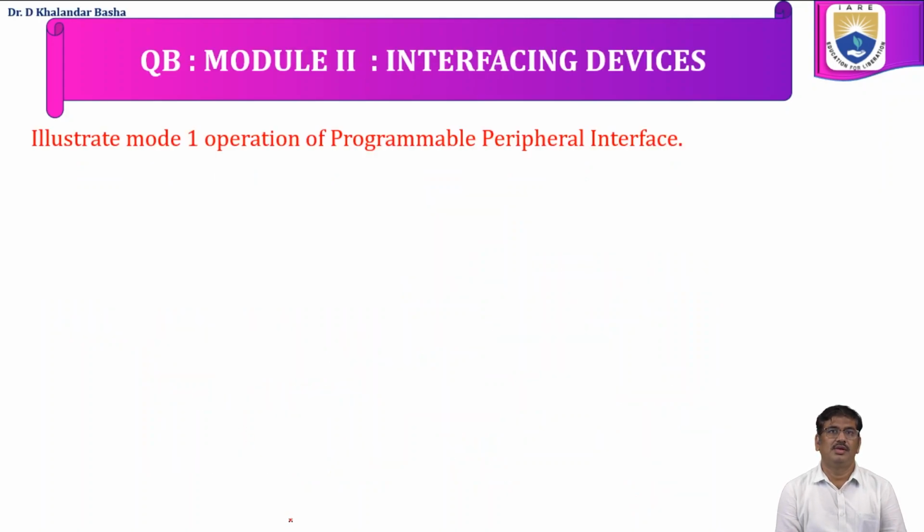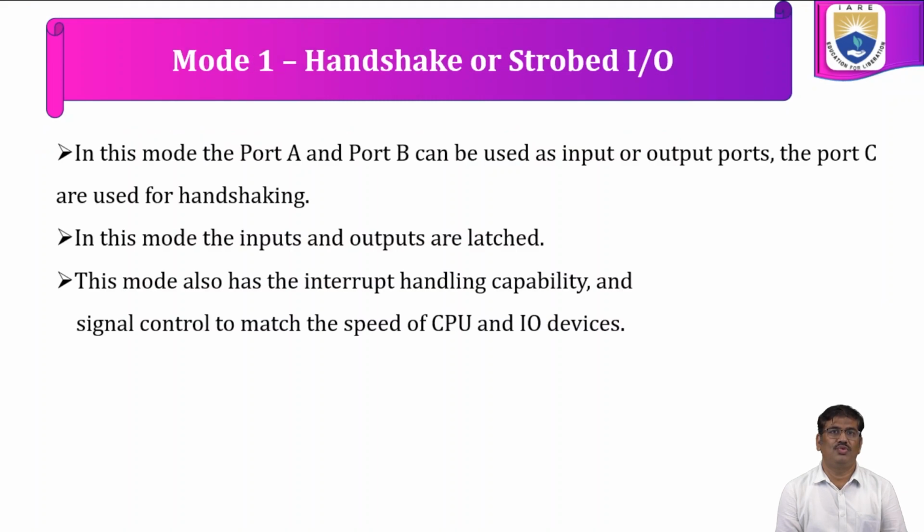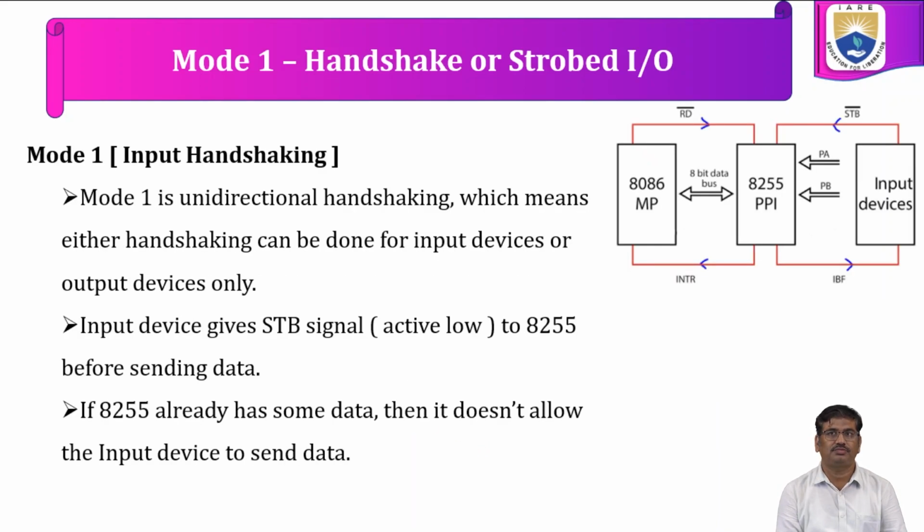Illustrate mode 1 operation of the programmable peripheral interface. Mode 1 means we are going to have handshake signals or strobe IO. In this mode, port A and port B are used for data transfer, acting as IO ports, whereas port C carries the control signals, called handshake signals. In this mode, the inputs and outputs are latched. The output has interrupt handling capability, and the control signals match the speed of the CPU and IO devices.